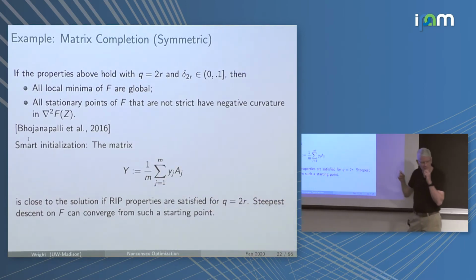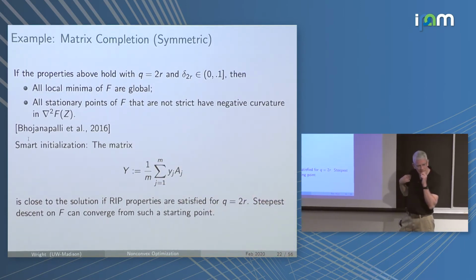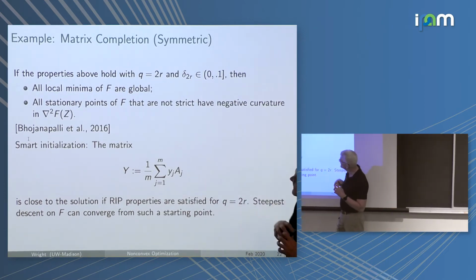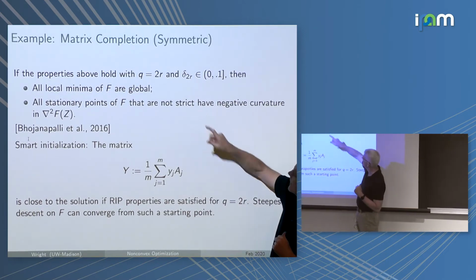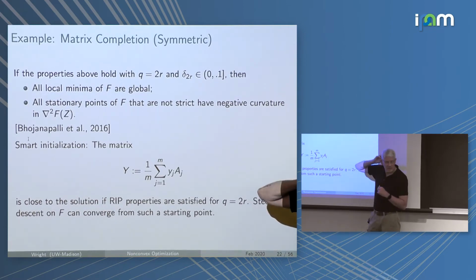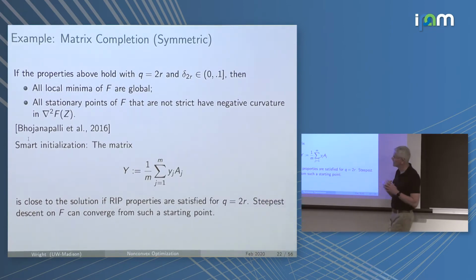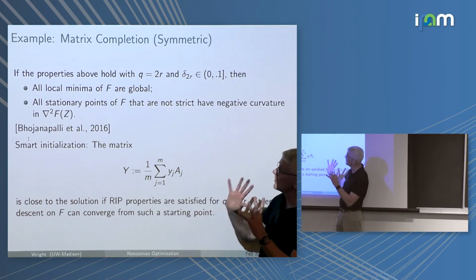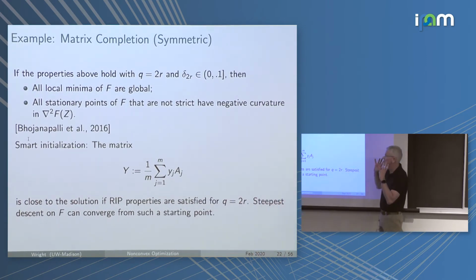I think that's where it was proved. I think it should be stationary points that are not solutions have negative curvature. They have strict negative curvature, so you can escape from them. Yeah, right. So this is the surprise. As long as you've got an algorithm that can find a second-order point, then it's going to find a global solution. That's basically what this is saying.